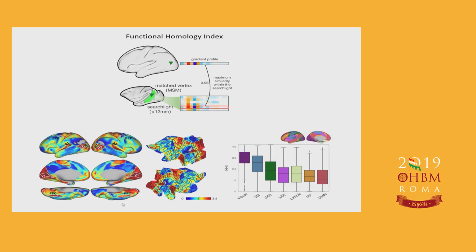I also mapped this onto the flat map. As you can see here, it reflects the diversity of the functional homology on the cortex. And if we test it for the different networks, we see this hierarchy. Basically, the unimodal regions, visual and sensory motor regions, show the high homology index, and the frontoparietal and default network regions show the low functional homology.